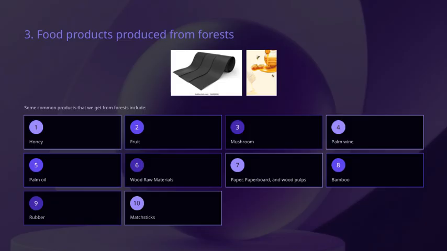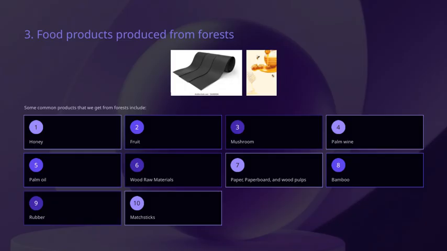Next, we have wood raw materials, which serve as the basis for many other products. For example, matchsticks are simple, everyday items made from wood. Paper, paperboard, and wood pulps are also derived from forest trees, supporting our writing, packaging, and printing needs. Lastly, bamboo is a versatile forest product used for construction, crafts, and even food in some cultures.